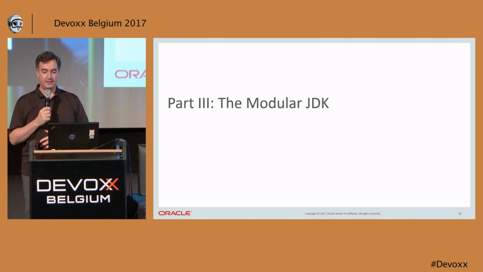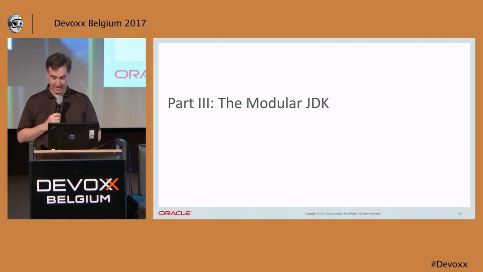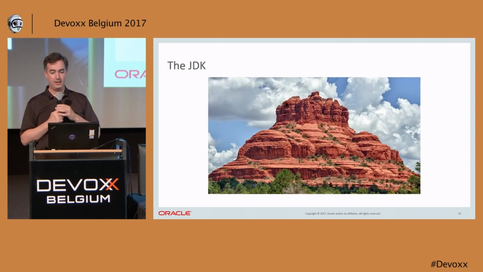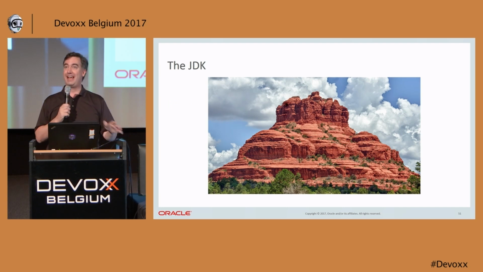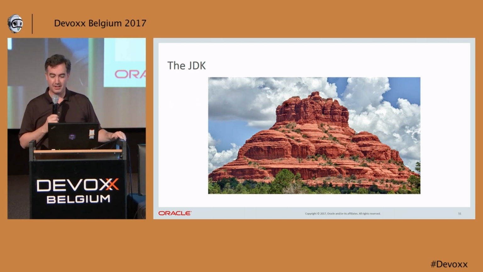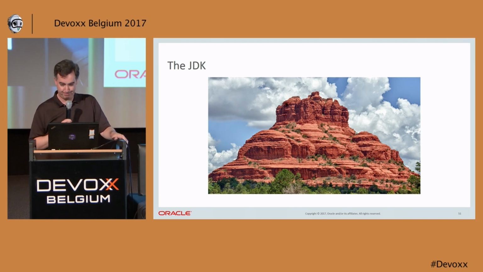For the third part, I'd like to turn our attention to the modular JDK. 20 years ago, the Java platform was small, just a few hundred classes, and the organization of the JDK wasn't a problem. But every year, the platform grew bigger, and now it's tens of thousands of classes. The JDK is huge, and worse, it's monolithic.